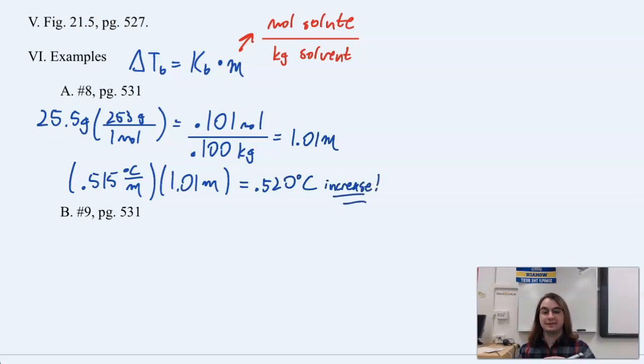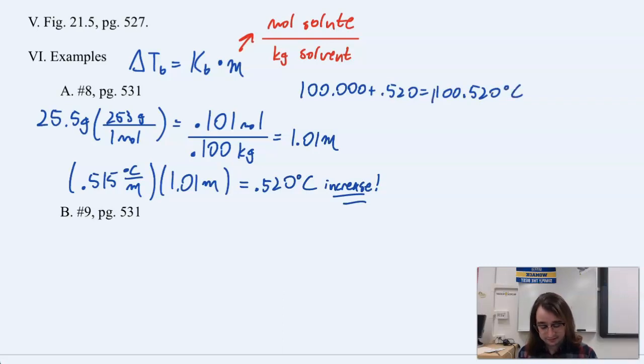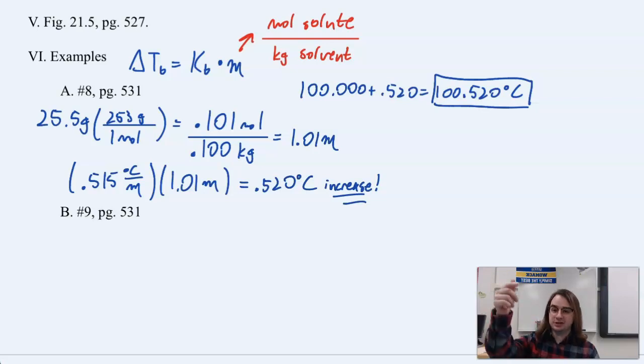So that means we have to take the original boiling point of water. We want to bring it out to the appropriate number of sig figs. And we add it to the original boiling point of water. And now, this is our answer. The question was, what's the new boiling point? That's the new boiling point, not the other thing. We add it. Boiling point elevation means go up. We add it. Okay?